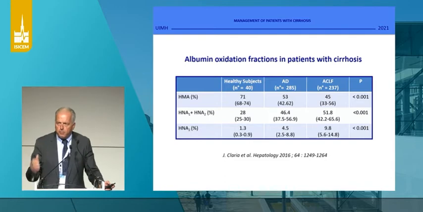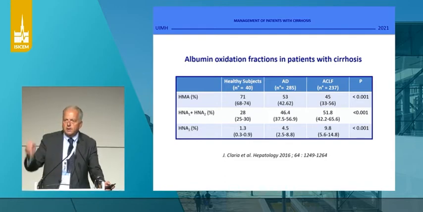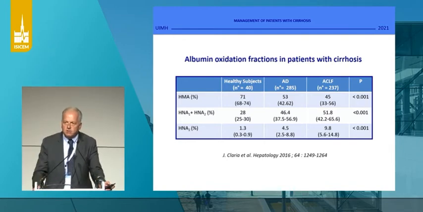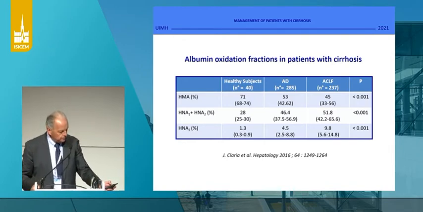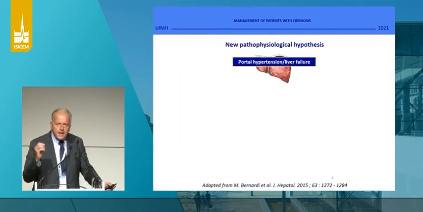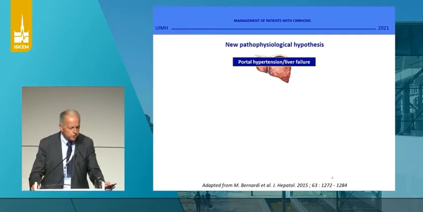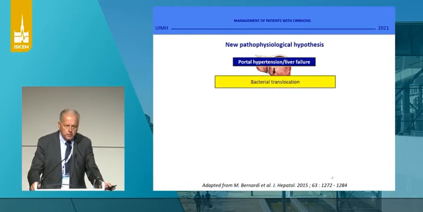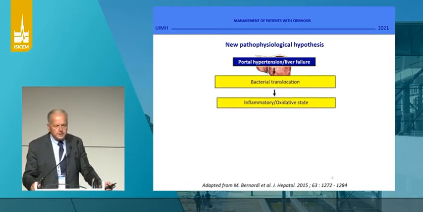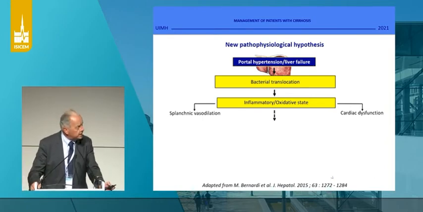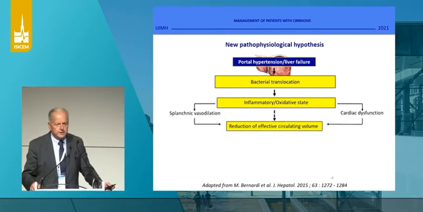And so the problem is how we can put all together: progressive increase in portal hypertension, oxidative stress, and systemic inflammation in a new theory, of course. And nowadays, we think that the main consequence of portal hypertension and liver failure is bacterial translocation, which is responsible for systemic inflammation and oxidative stress, which are the main cause of the cardiovascular dysfunction and of the reduction of the effective circulating volume.